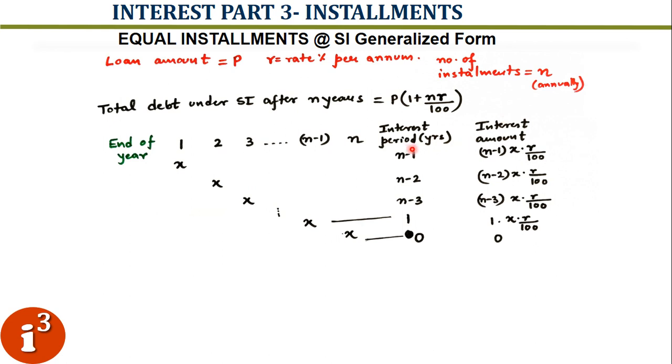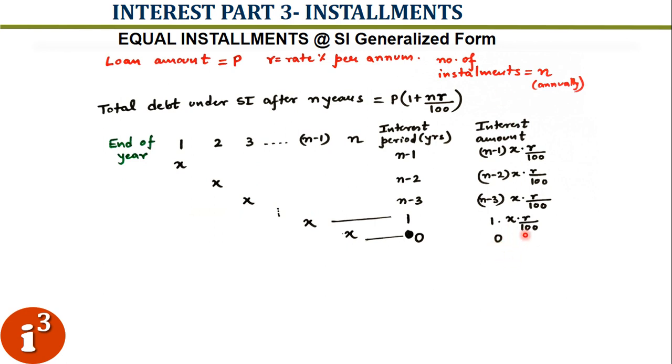So interest amount, simple: on x, the rate will be x into r by 100. R by 100 into x is the interest for 1 year. So on n minus 1, this will be r by 100 into x into n minus 1. This will generate r by 100 into x into n minus 2. This will generate r by 100 into x into n minus 3. This will be r by 100 into x into 1, because the interest period is 1 year, and the last one will be 0. So this is your total debt.